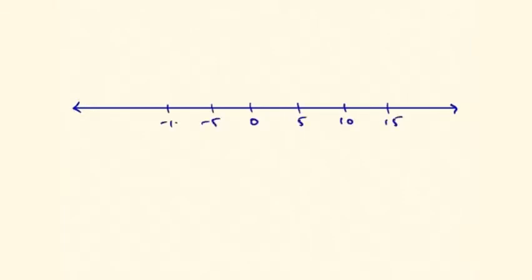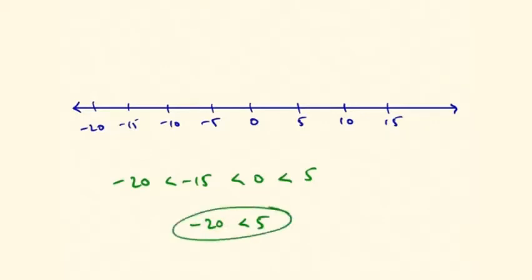Here's a few numbers. Because I've pointed out negative 20 on the line, that's less than negative 15, which is less than minus 10 and so on, less than 0, less than say 5, less than 10, less than 15. Okay, now notice that minus 20 is less than 5.